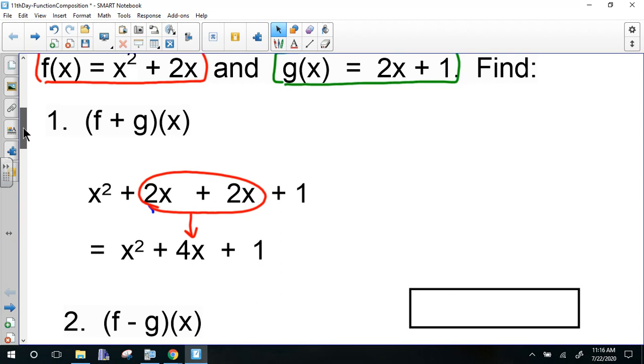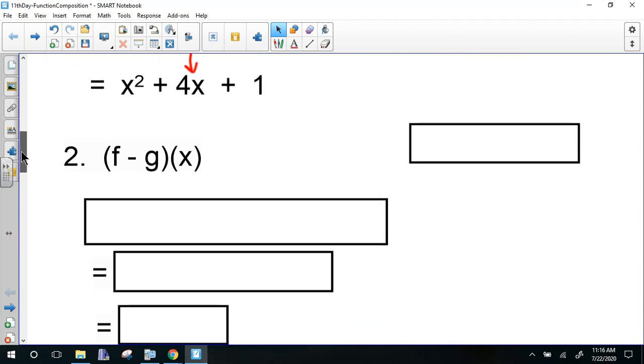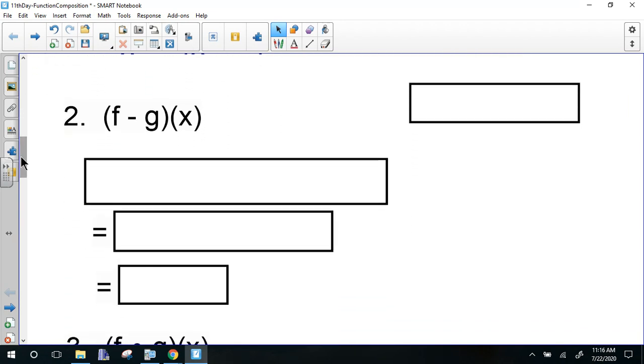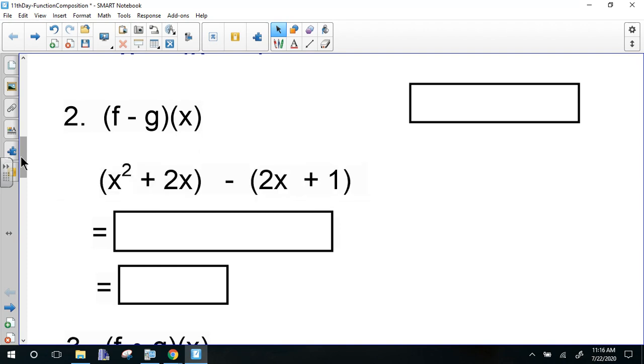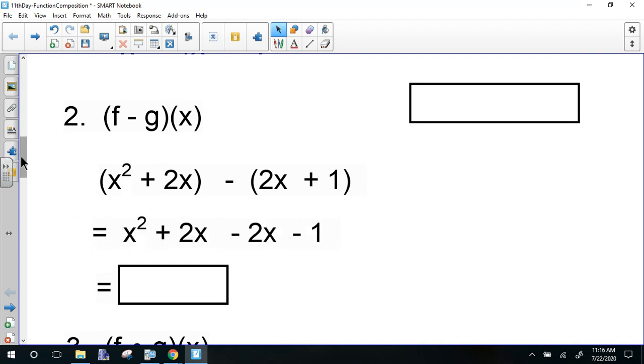If we take those same two functions and we subtract them, don't forget when you're subtracting, you have to distribute this negative. So it would be x squared plus 2x minus 2x minus 1. In this case, two x's would cancel each other out. They're like terms. We can combine them. They combine to 0. We get a final answer of x squared minus 1.